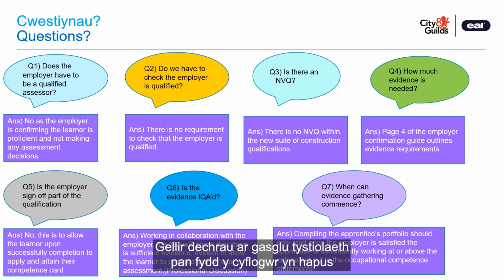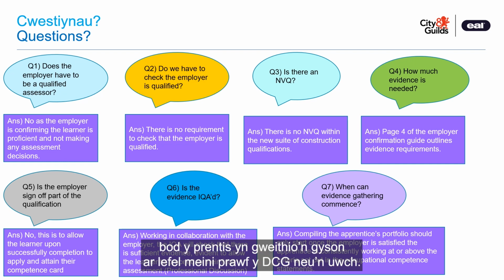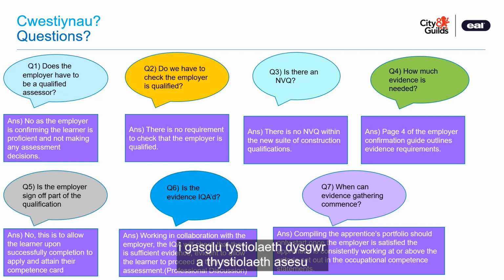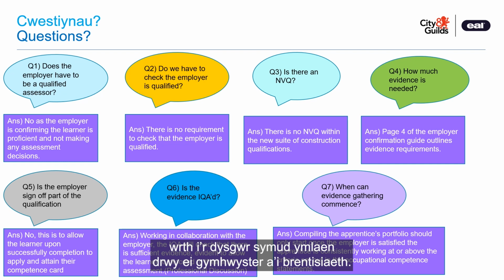Compiling the apprentice's evidence should start once the employer is satisfied that the apprentice is consistently working at or above the criteria set in the occupational competency statements. However, we would emphasise, and encourage you not to miss an opportunity to obtain learner evidence and assessment evidence as the learner is ongoing through their qualification and apprenticeship duration.